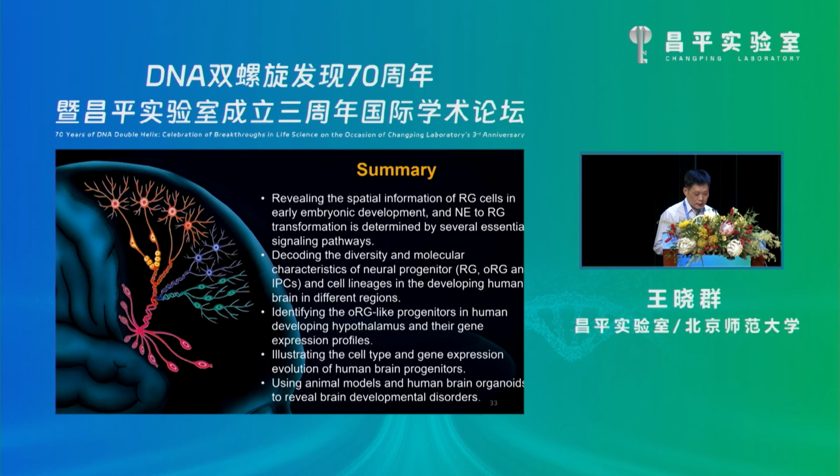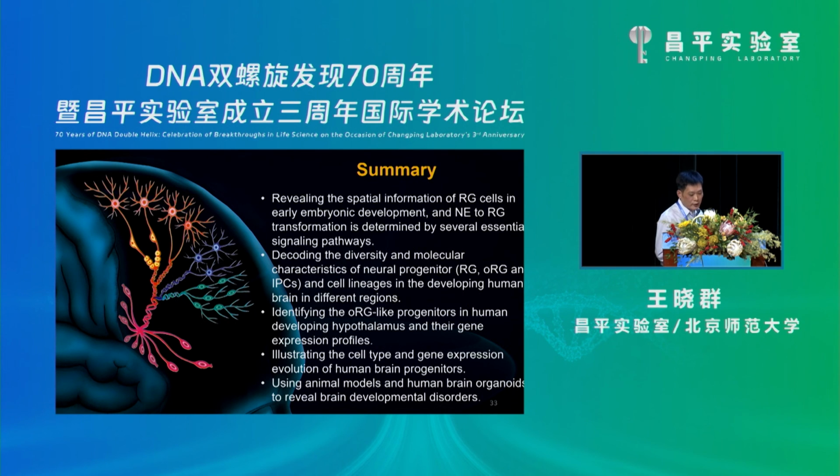So I would like to stop here and summarize: single-cell data is powerful, where eventually we can get access to human tissue. Then we can reveal the spatial information of radial glial cells in early embryonic development, and also really know how neuroepithelial cells transform into radial glial cells, and what kind of signaling pathways relate to this process.